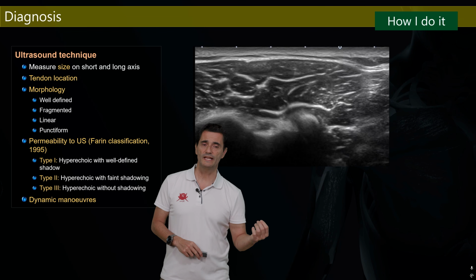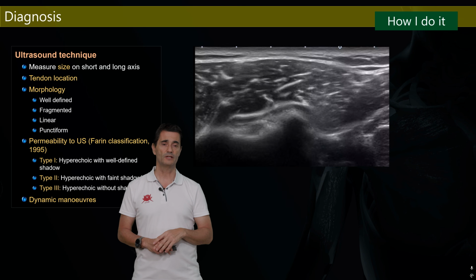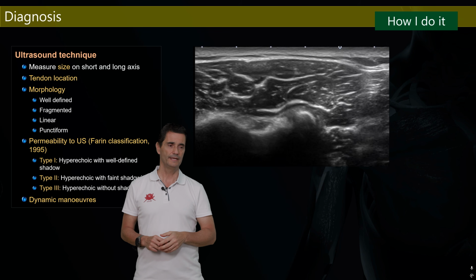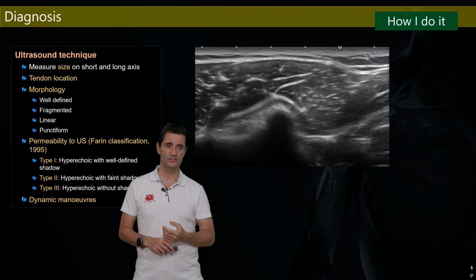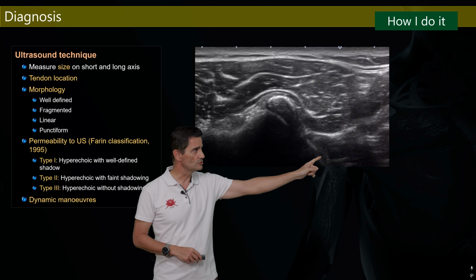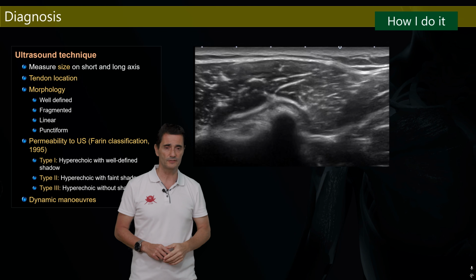Finally, I use dynamic maneuvers. When I'm not sure this calcification is the cause of the symptoms, I move the calcification and try to provoke the pain of the patient. So in this case, the calcification could have an anterior impingement, a subcoracoid impingement, when it passes underneath the coracobrachialis muscle.